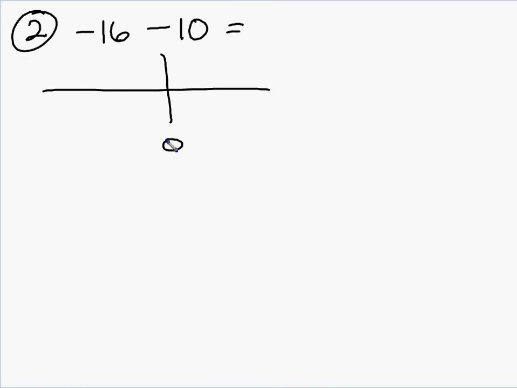Let's do another one of those. Negative 16 minus 10. You're starting at negative 16. Okay, think of your number line again. Here's 0. Here's negative 16. Starting at negative 16 and going 10 units to the left. Where am I? Negative 26.